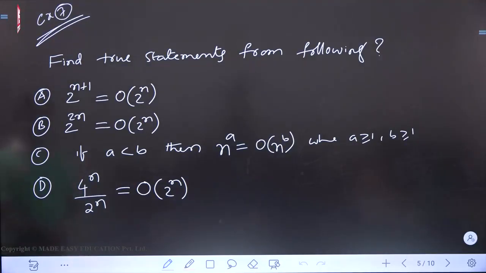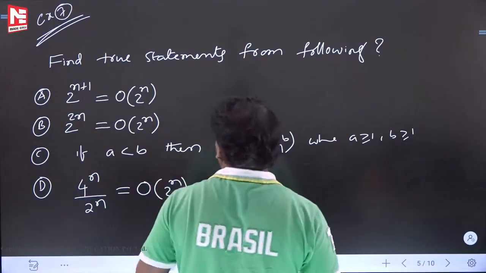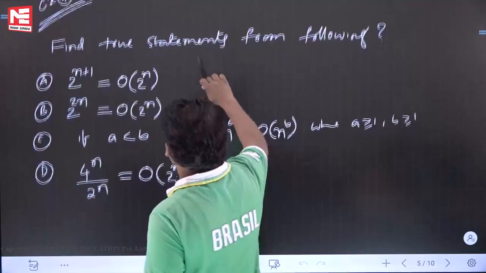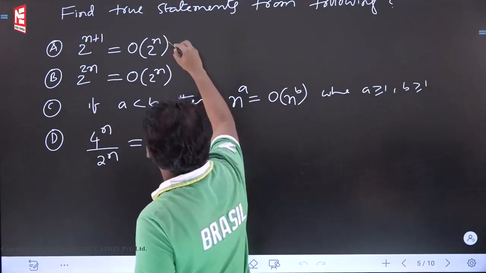Read them. A. 2 power n plus 1 is big O of 2 power n. B. 2 power 2n is big O of 2 power n. C. If a less than b, then n power a is big O of n power b, where a, b greater than or equal to 1. D. 4 power n by 2 power n is equal to big O of 2 power n. These are the things. So let's try. What is the option A? I am proving the option A.